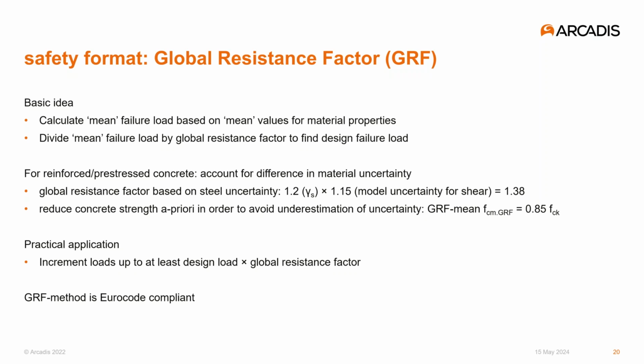As concrete has a larger ratio between mean strength and design strength, we still need to reduce the concrete strength a bit beforehand in order to be able to apply this same global resistance factor. So for concrete, we apply a so-called GRF mean, and it equals 85% of the characteristic strength. And in case you wonder if this is still according to the codes, this entire method is comprehensively documented in the fib Model Code, and it's fully compliant with the Eurocode.